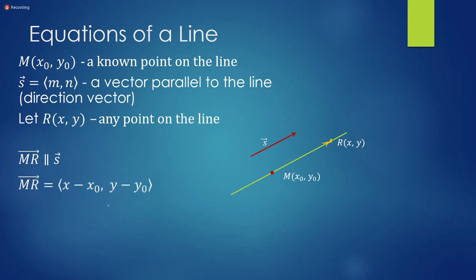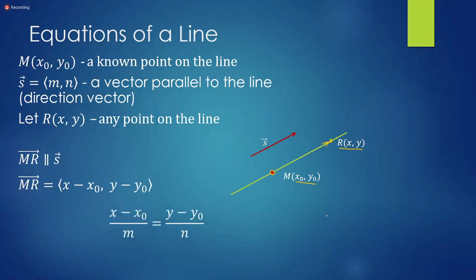That's for sure. So if it's collinear to S, we can write it like this. X, Y are the point coordinates that change; X and Y will be different depending on where we have this point. But X0, Y0 are known coordinates of a point that we actually know. We are assuming that we know those two red things, the point M and the vector S.